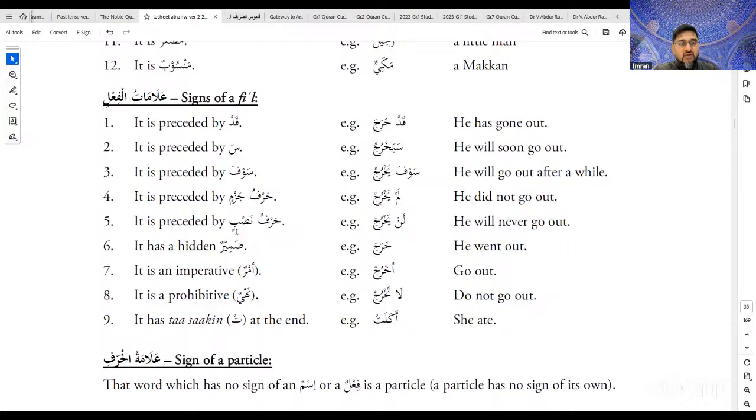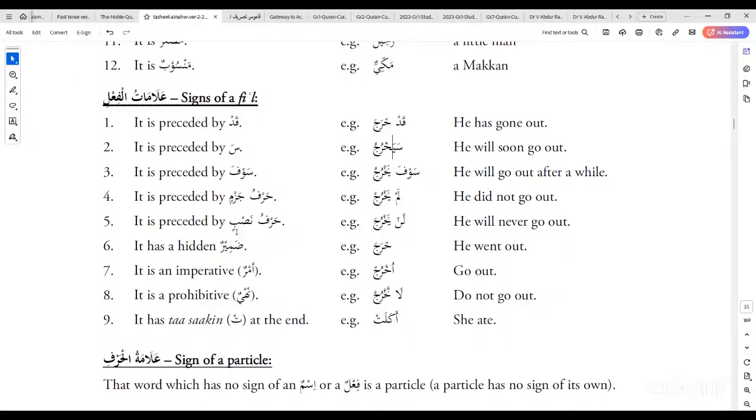Now, number 5, harfun nasbin. What does nasb do? It changes the last letter into a fatha. For example, lan yakhruja. He will never go out. Correct. Number 6, it has a hidden zamir.